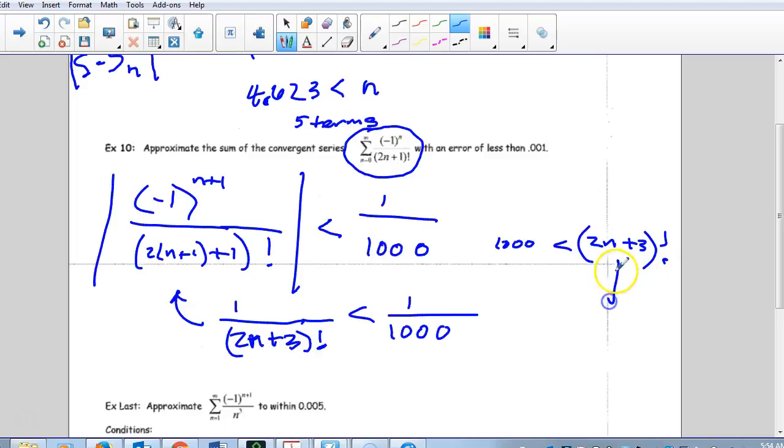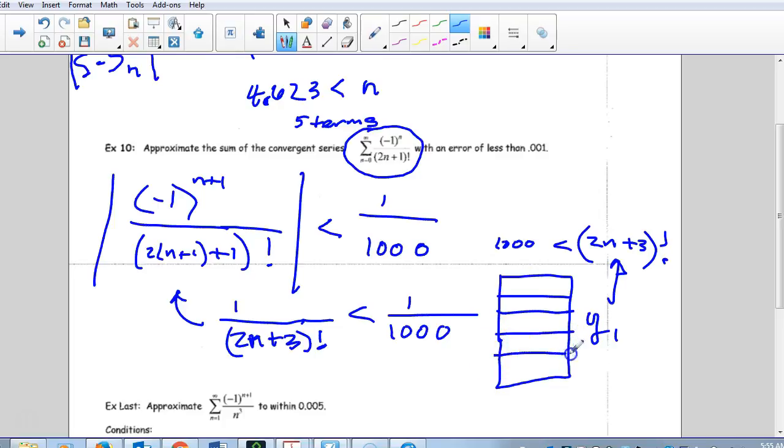But you have Mr. Calculator. Just throw that in for y1 and then go to your table. This is a new computer that does not have the calculator thing on it. So go to your table. You're going to have x and y. And you're looking for where the y values become smaller than 1 over 1,000. I'm just going to say 0.001.